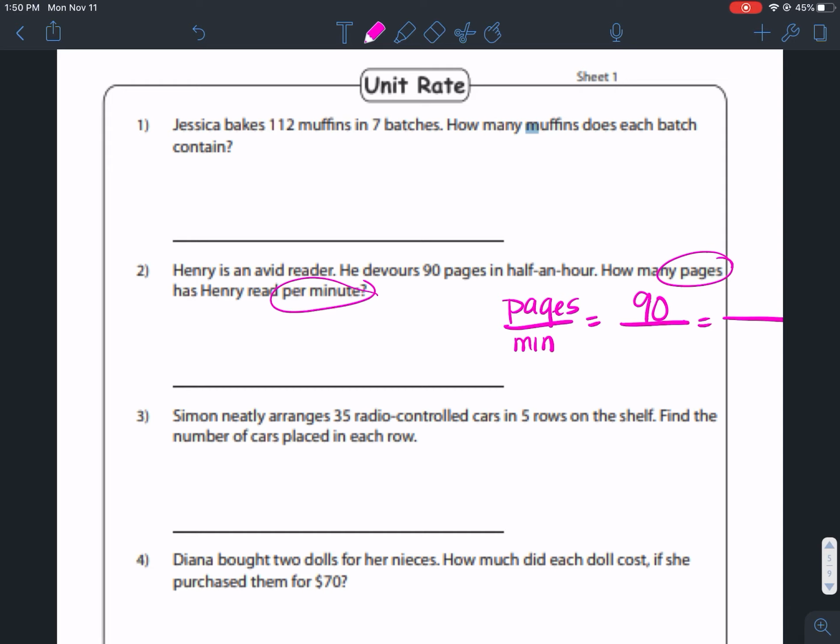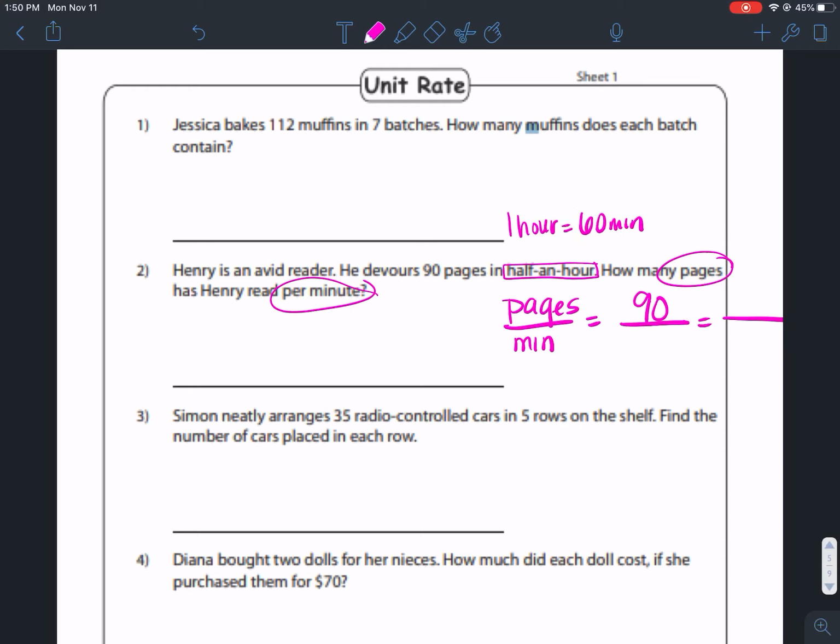Well, I'm reading 90 pages in half an hour. Okay, this is when it's a little bit different. It says half of an hour. Well, I know 1 hour is 60 minutes. So I'm checking half of an hour. Well, half of an hour has to be 30 minutes. Okay, so then he reads 90 pages in 30 minutes.